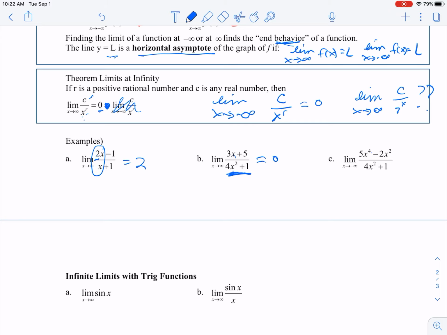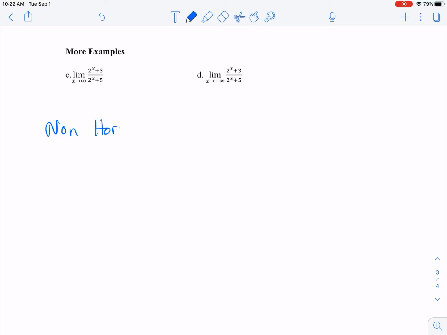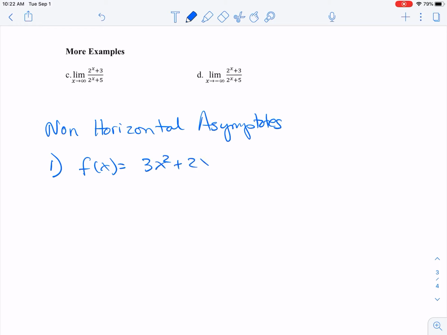It's top heavy. In the past, we said it was a slant, but that's not necessarily true. So I'm going to scroll down here and talk to you about non-horizontal asymptotes. If the top of your fraction is bigger, I'll give you an example. f(x) equals 3x squared plus 2x over x plus 1. It's top heavy. You said it was a slant. Well, in this case, the difference between the powers, x to the first and x squared, is only 1, and it's going to be linear.